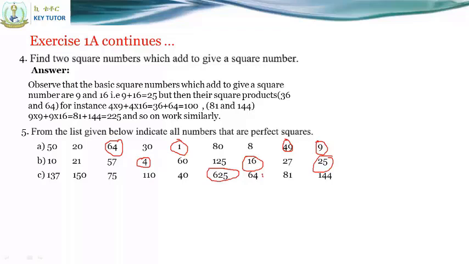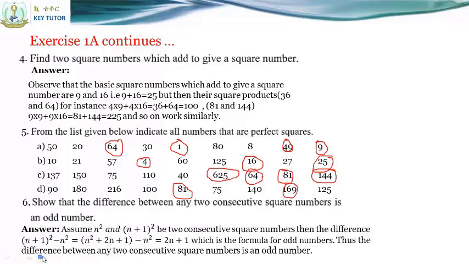64 is a perfect square. 81 is a perfect square. Consecutively these are perfect squares. 144 is also a perfect square. Take 90, it is not a perfect square. 180 is not. 216 is not a perfect square. 81 is. 169 is a perfect square.